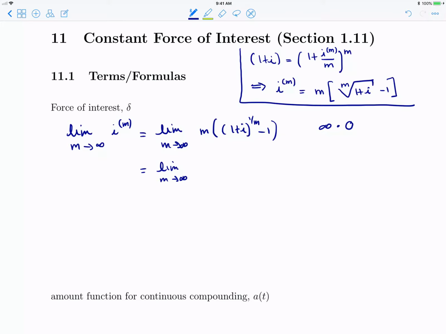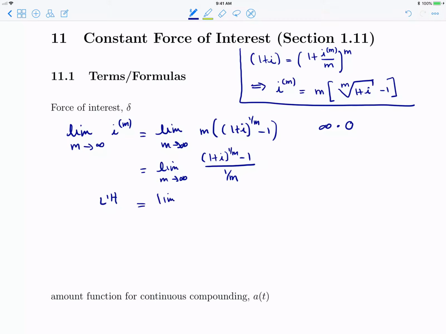Now that's not an indeterminate form, but it's one that can be converted to an indeterminate form to be able to use L'Hopital's rule. So the classic technique is to rearrange it. For L'Hopital's rule, we need a top and a bottom. So I'm going to move the m to the bottom as 1 divided by m. On the top I have (1 plus i) to the 1 over m minus 1, and on the bottom I have 1 over m. Now if I, quote, plug in infinity, then I have 0 over 0, which is an indeterminate form, so now I'm going to use L'Hopital's rule.